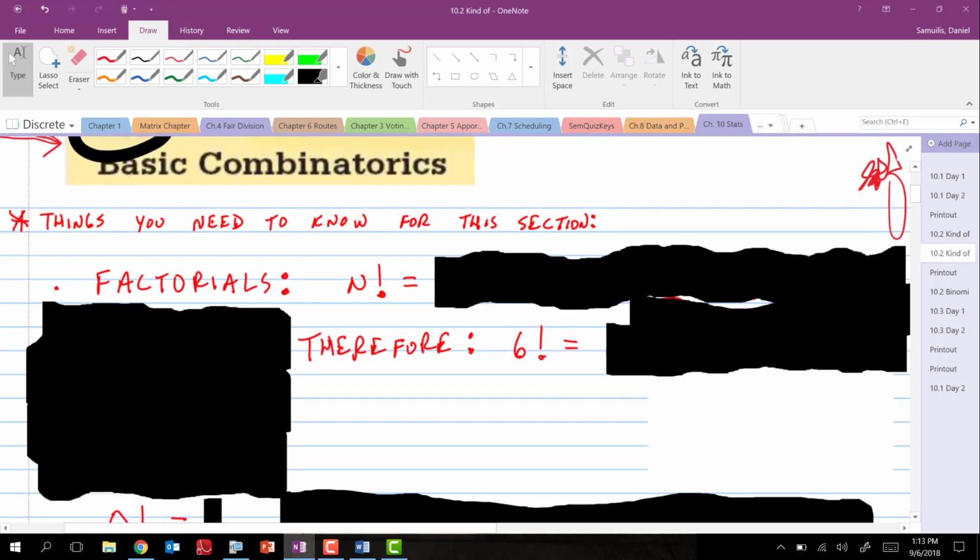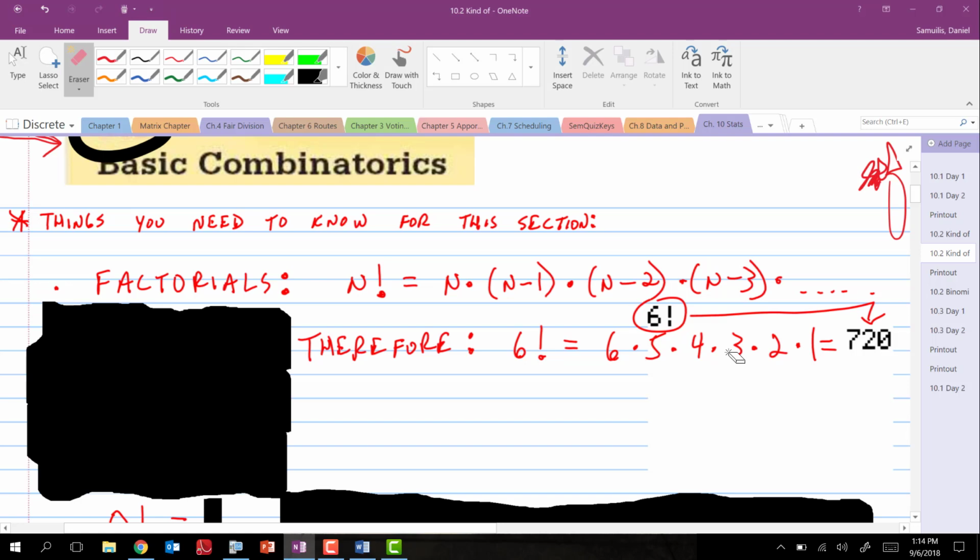But the very first thing is, we got that flash. Have fun with that on YouTube. Okay? 6 factorial actually means 6 times 5 times 4 times 3 times 2 times 1.